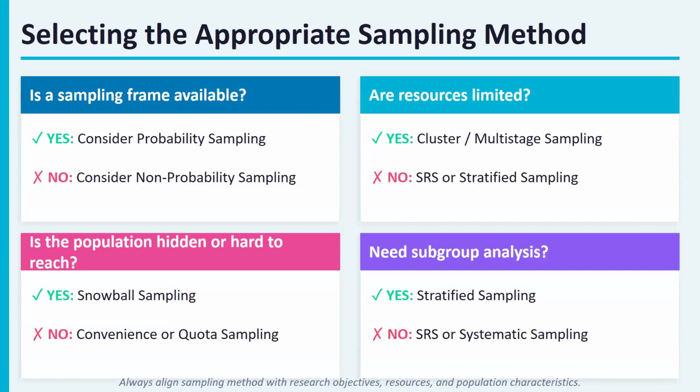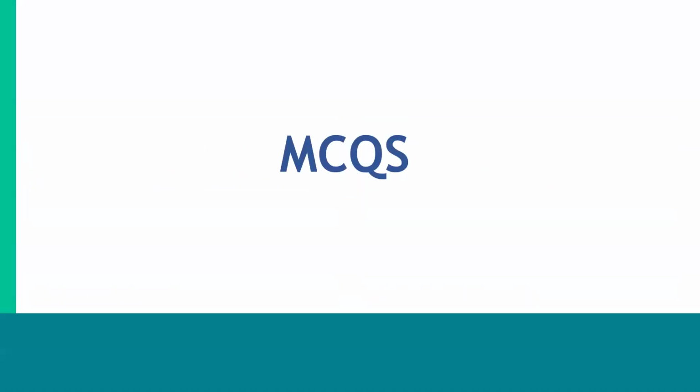For selecting the appropriate method of sampling, we ask some questions. Is a sampling frame available? If yes, then we choose probability sampling. If resources are limited, then the better option is cluster and multi-stage sampling. If the population is hidden or hard to reach, then snowball sampling is better. If we need subgroup analysis, then stratified sampling is good for it. This is all about the sampling techniques.